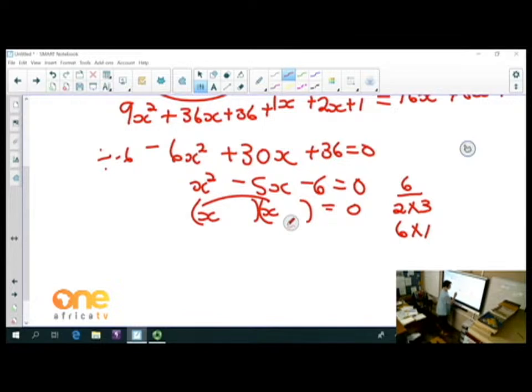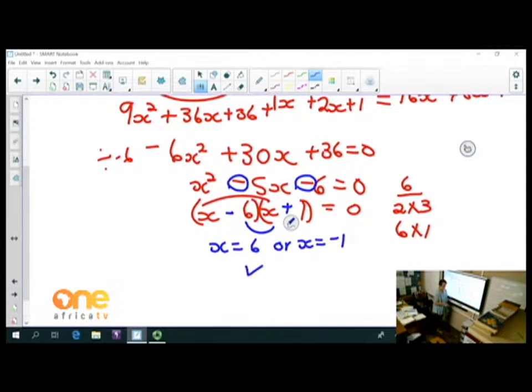So it will be this combination. So it is 6 and 1. If there is a negative, it says signs differ. And this one tells us that the biggest combination is the negative. Now this is what I mean with a combination. So this one must be negative and this one must be positive. So x is equal to 6 or x is equal to negative 1. We choose the positive one because it is a rectangle and you can't have negative values.